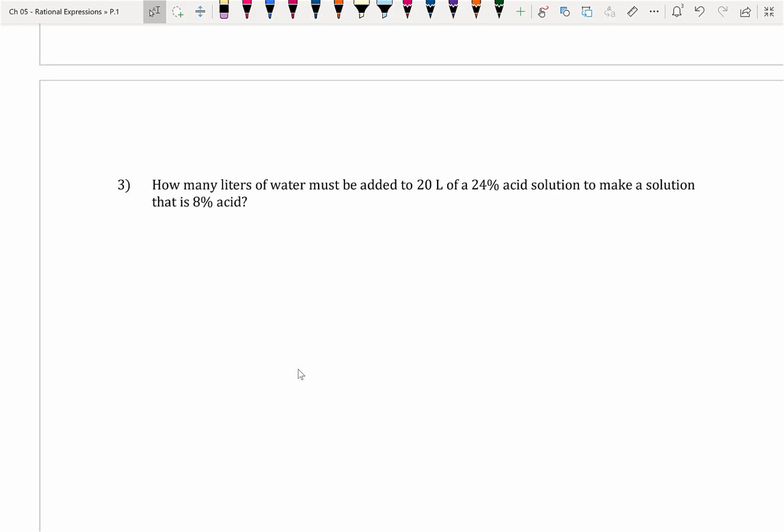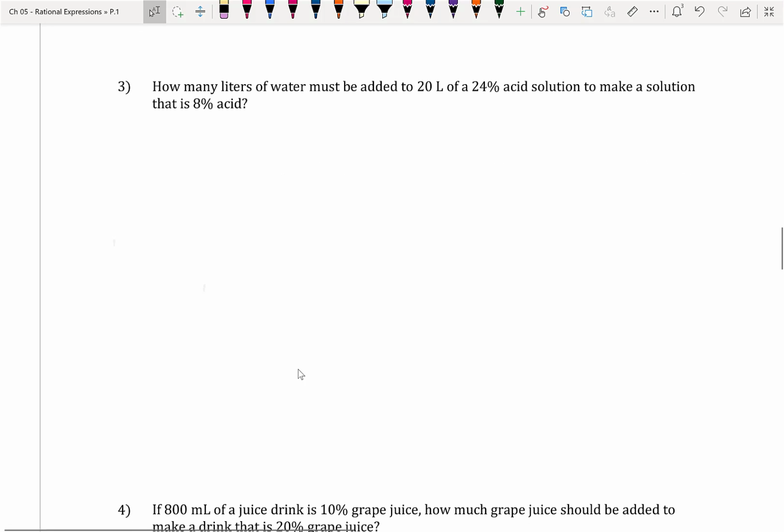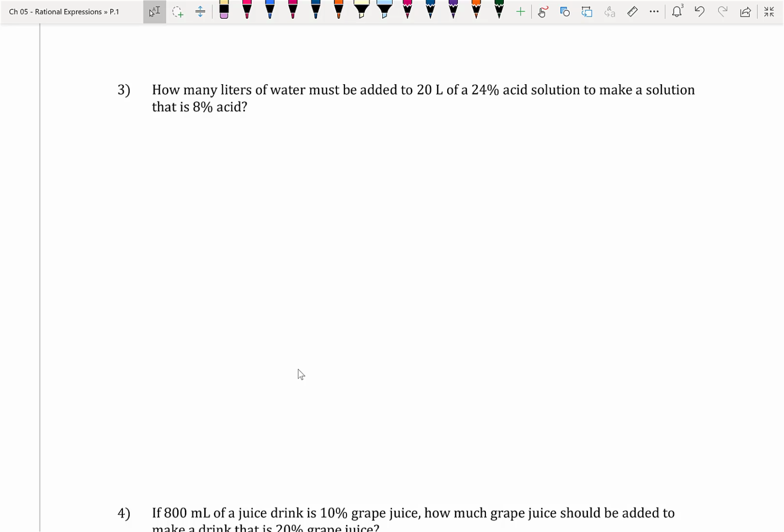But this says how many liters of water must be added to 20 liters of a 24% acid solution to make a solution that is 8% acid. Okay, when you see a solution problem, this can actually be really easy on you if you just set up well. I'm going to recommend tables on this because it's a nice way to organize your information and put little check marks off that you have everything. So here's what you have: 24% acid.